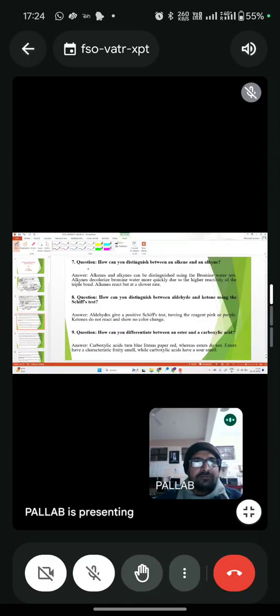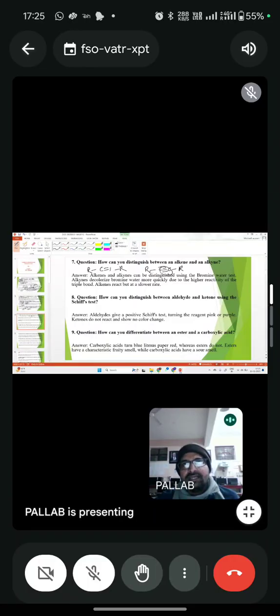Alkene has the general formula this, and alkyne has the general formula this. Now, in which compound are there more multiple bonds? Here or here?